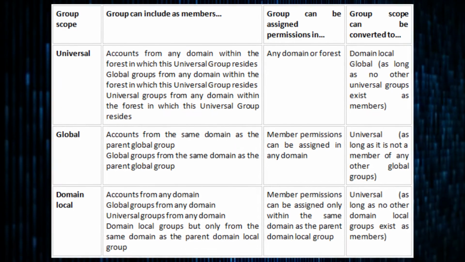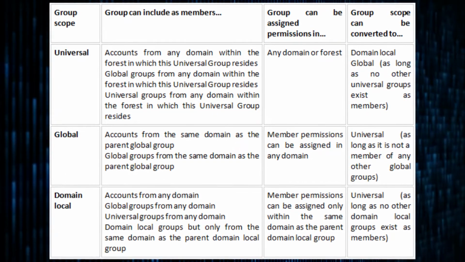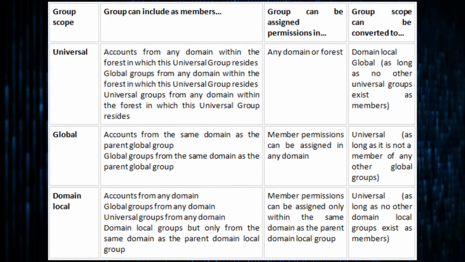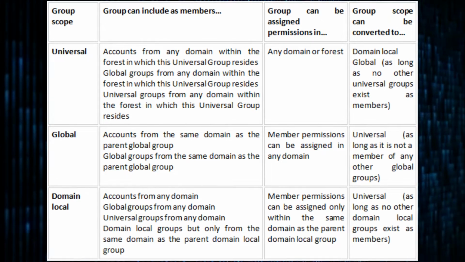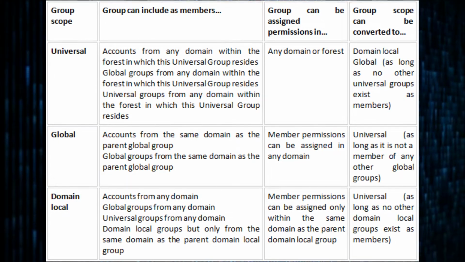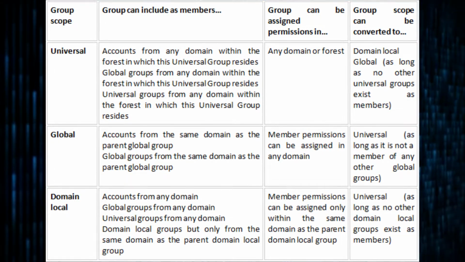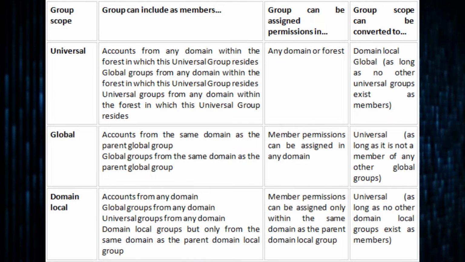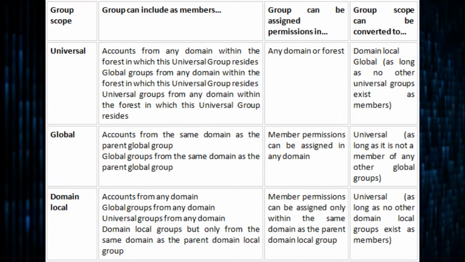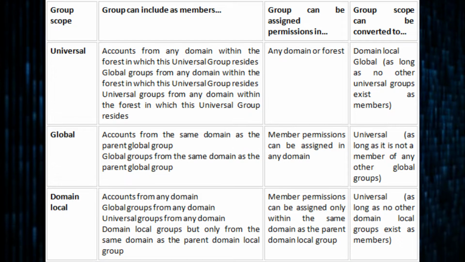Global: accounts from the same domain as the parent global group; global groups from the same domain as the parent global group. Member permissions can be assigned in any domain. Can be converted to universal, as long as it is not a member of any other global groups. Domain local: accounts from any domain.